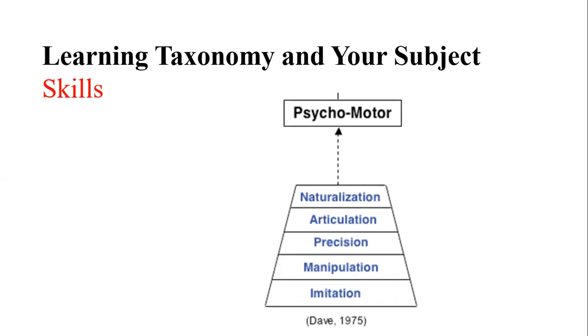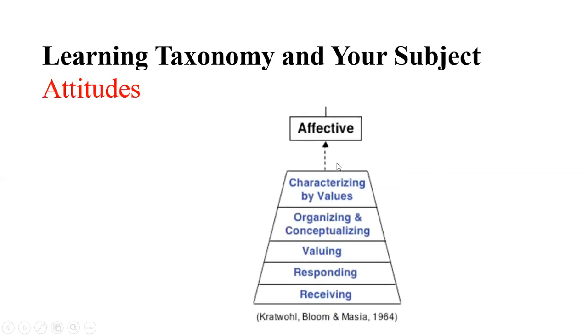His or her brain is high, knowledge is high, then he or she can create a new machine, a new way of operating machines. That is the maximum level of skill. Then likewise, attitude. Attitude starts from perceiving, then responding, valuing, organizing, and conceptualizing, characterizing by values, the final level.